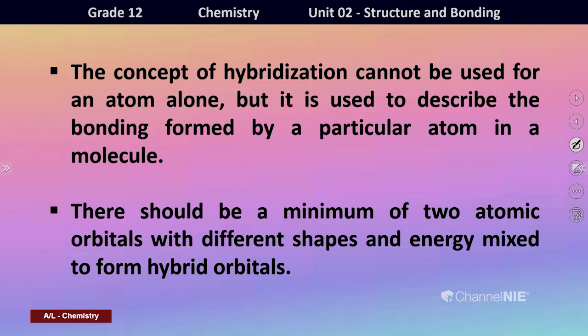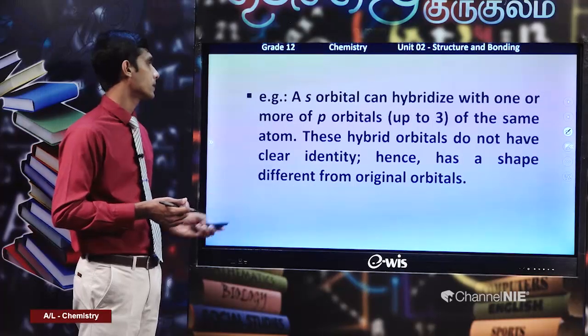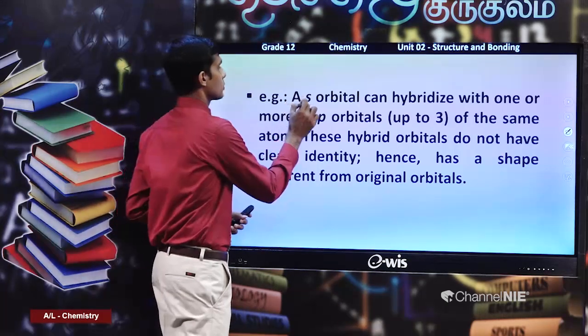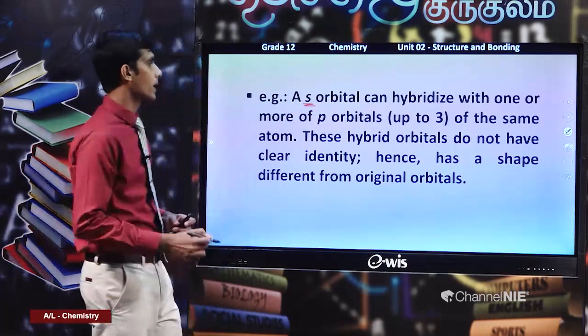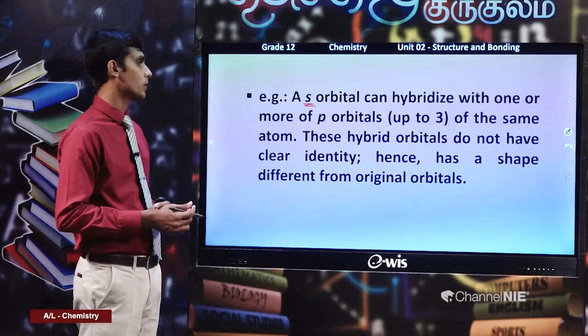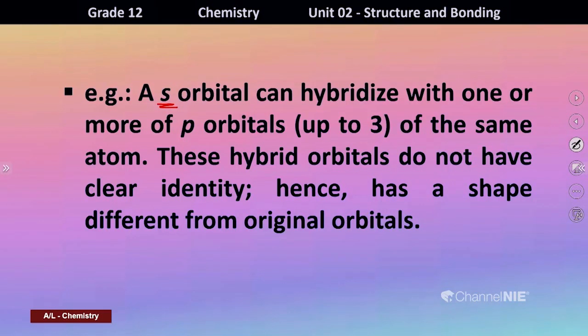There should be a minimum of two atomic orbitals with different shapes and energy that are involved in mixing, which undergo hybridization to form hybrid orbitals. Example, an s orbital can hybridize with one or more p orbitals, up to 3, of the same atom. These hybrid orbitals do not have a clear identity. Their shapes are different from the original orbitals.